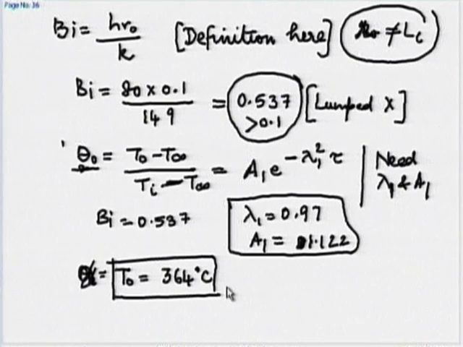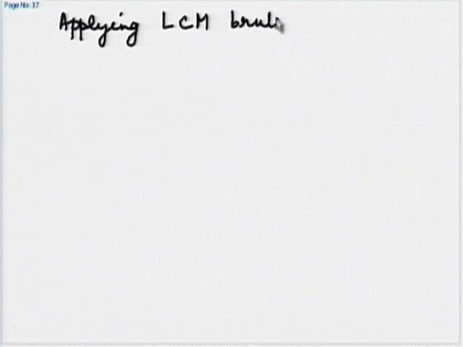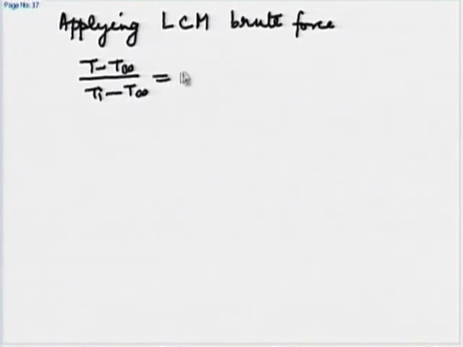In fact, for this problem, let us just do for the heck of it applying lumped capacitance. Let us do this applying lumped capacitance and let us see how much the temperature would be different from this temperature what we have computed. That is, what is lumped capacitance? T minus T infinity upon T i minus T infinity equal to e to the power of minus t by tau. I am just brute force applying lumped capacitance.